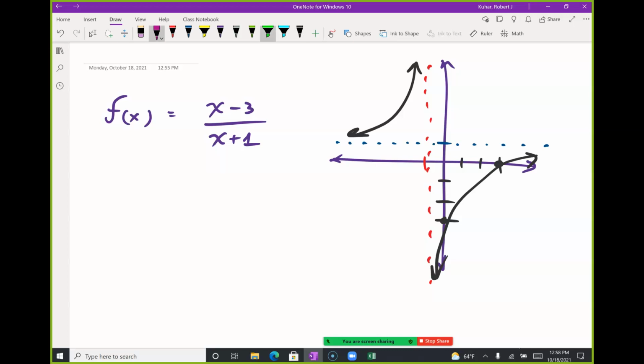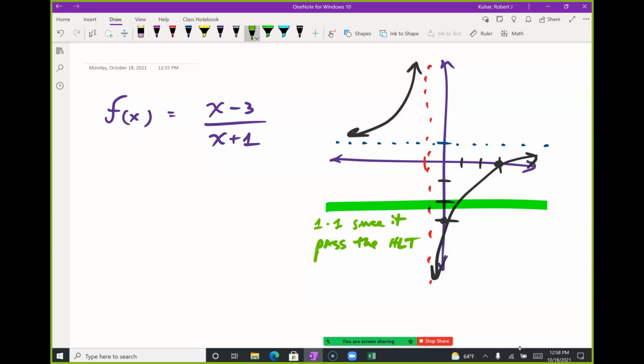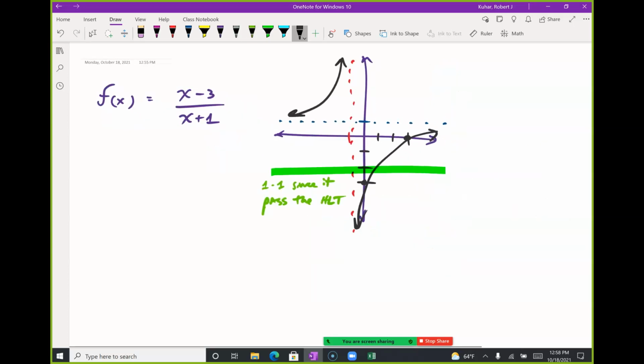Yes? Everybody with me here? Yes. Yep. So it passes 1-to-1 since it passes the HLT, horizontal line test. We want to do something a little more sophisticated, even though MathXL is never going to ask you to do this, but Robert is. Okay? Prove that this is 1-to-1 using f of a equal f of b implies a equals b.